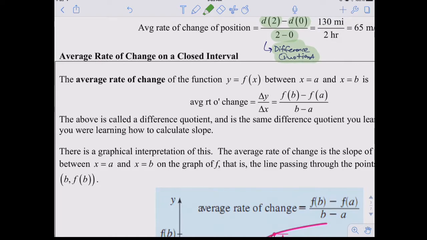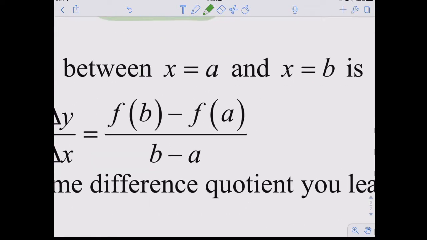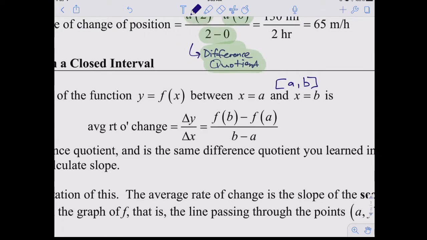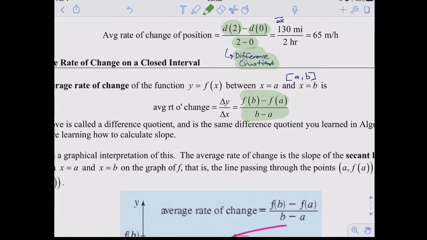It says the average rate of change on a closed interval of some function f of x between two x values, call them a and b. So when we say on a closed interval, we could write it like this as well. How do I know that's a closed interval? Brackets, right? A inclusive, everything between a and b, and then including b at the end. If I want to find the average rate of change, it would be just like in Algebra 1, delta y over delta x. But now, because our function is f, and our values are a and b, it's f of b minus f of a over b minus a. And again, what do we call this piece right here? The difference quotient. All right.